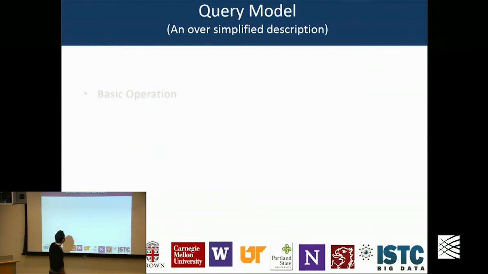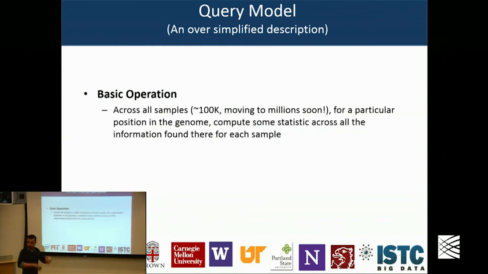All right, so what is the query model? One of the basic operations, again oversimplified, is across many samples, meaning across, let's say, 200,000 GVCF files, for a particular position which I know, grab all the information you can see on all these files, and I'm going to perform a statistic on this. That's a very basic operation. You can materialize the details in your applications, and every application may have different statistics there.